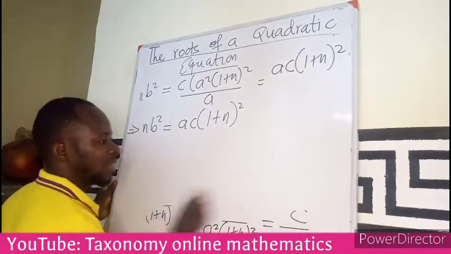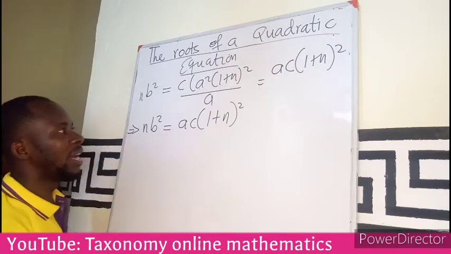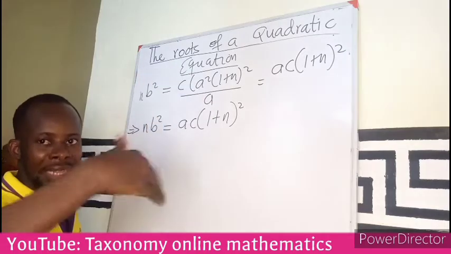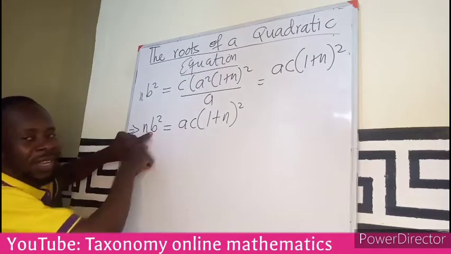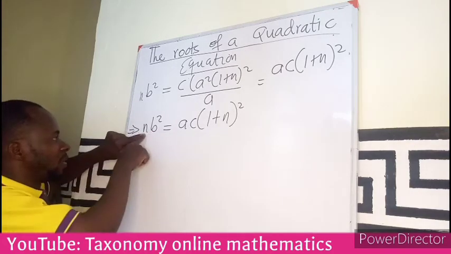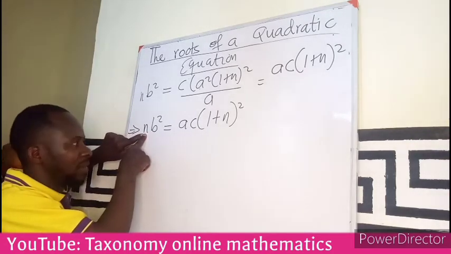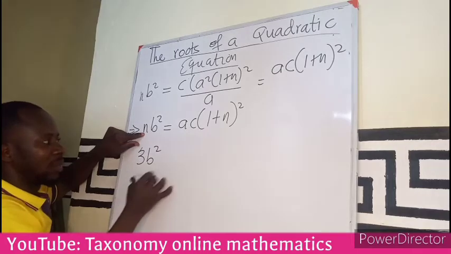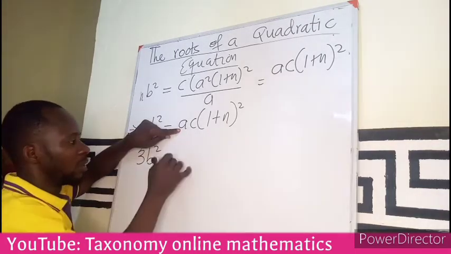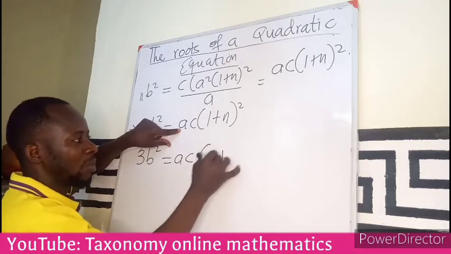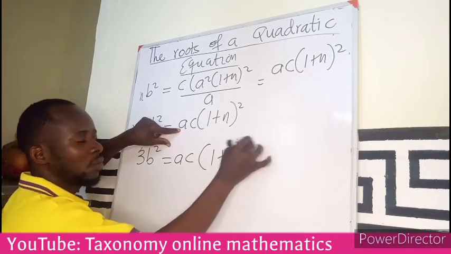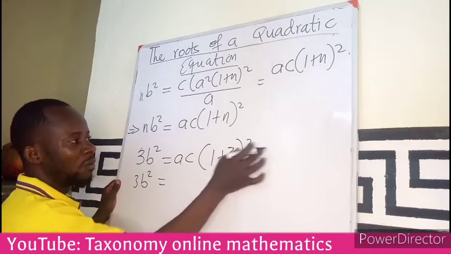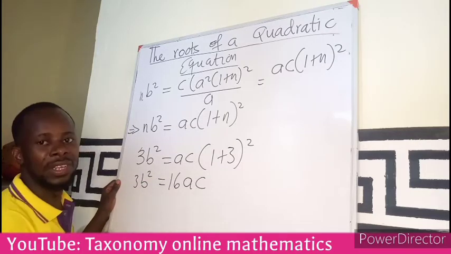So for example, if you were asked to find the condition where one root is 3 times the other, you put 3 here. That becomes 3 b squared equals a c into bracket (1 plus 3) all squared. That gives us 3 b squared equals, this is going to be 4 squared, which is 16 a c.